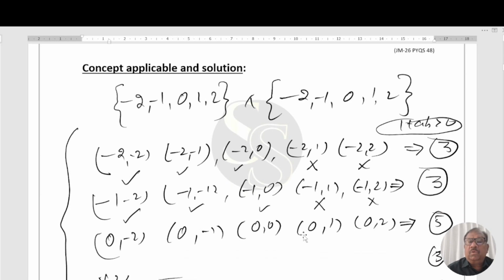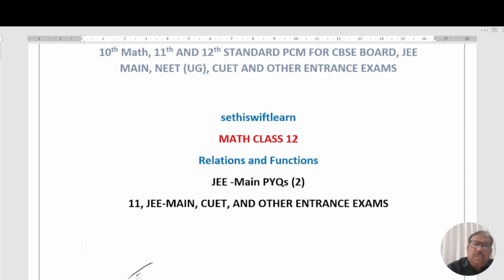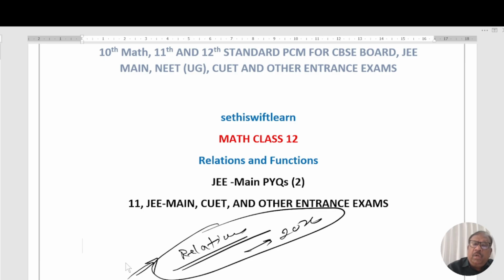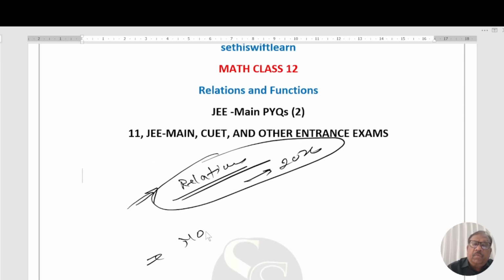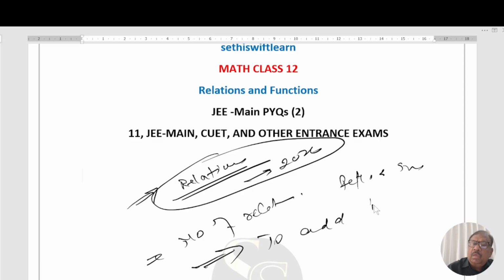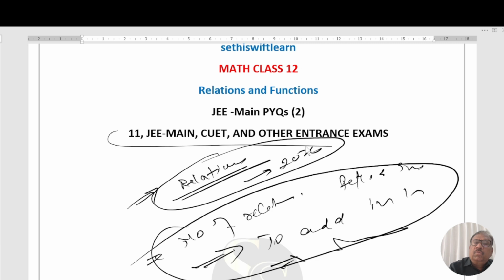Right? Next question. In this session, we have discussed the relation topic through an illustration taken from JEE Main 2026. Till now, any doubt, you can comment. Further, we are going to discuss the number of relations which are reflexive and symmetric, and the number of pairs to add in a given relation to make it symmetric. Being important, it is requested to go through the session completely.